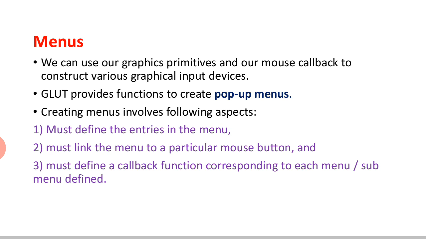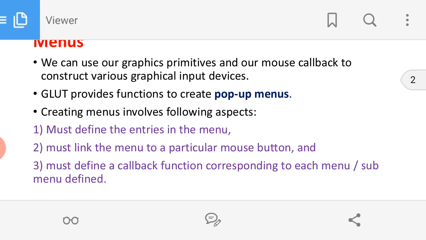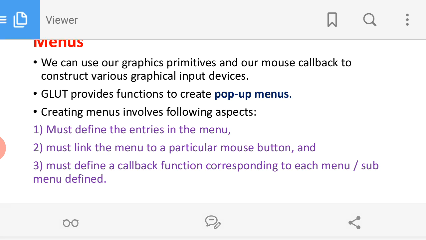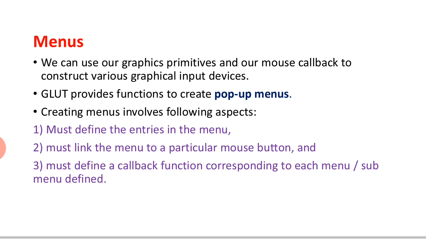If my menu is going to contain 3 or 4 different choices or entries, then how can I choose among those entries or options? For that we normally use the mouse as a pointing device. The important aspect here is which mouse button I am going to link, so that with that button I can choose any of the options given in that menu. That is the second point that we need to consider.